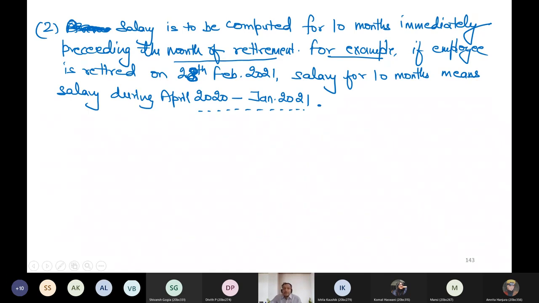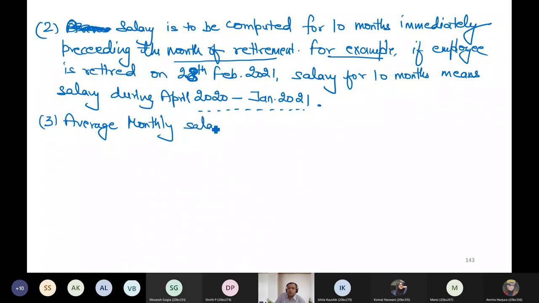Like, the employee retired on 28th Feb, I ignored Feb. Had the employee retired on 1st Feb, still I would have ignored Feb. So it does not matter in any month whether that employee is retiring at the beginning, middle or end. You ignore that month and then you count backward 10 months. This is 10 months salary. So how do you compute average? You simply divide by 10.